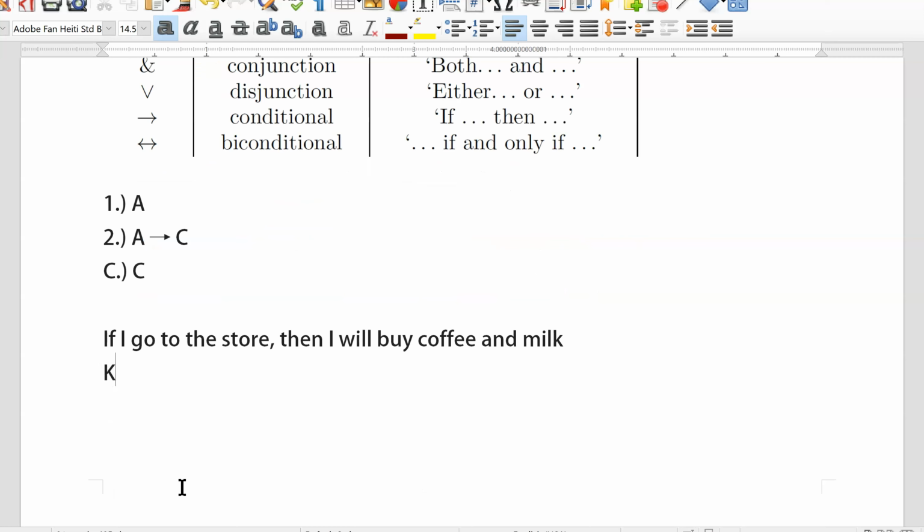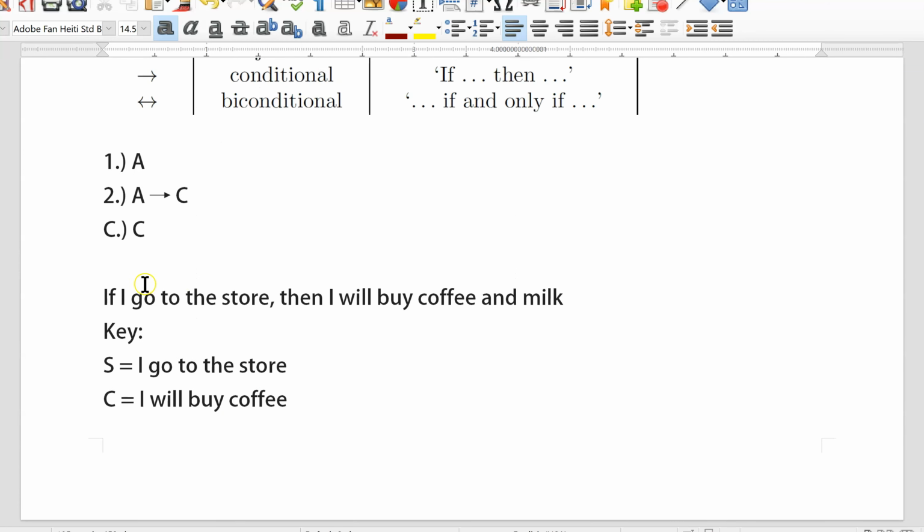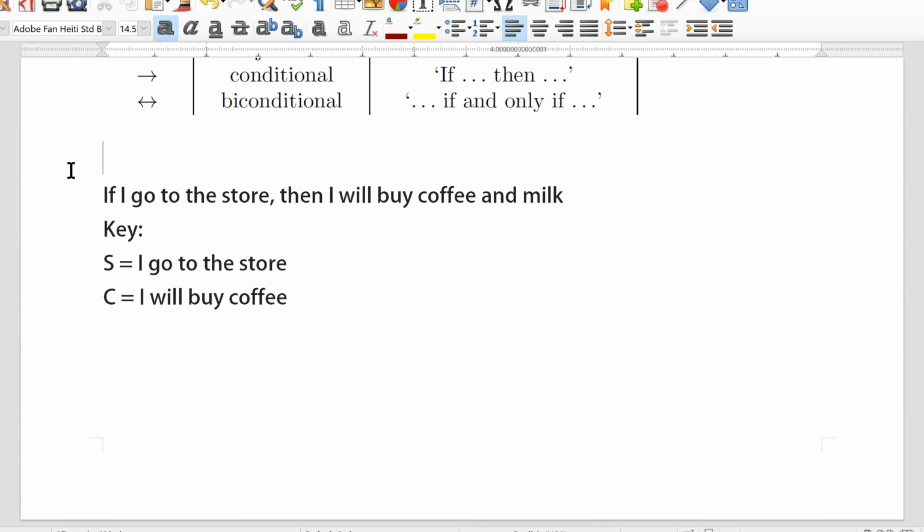We would make a key that says S is I go to the store, and we maybe make C equal I will buy coffee. Let me get rid of this, y'all. Okay. And then we'll make M represent I will buy milk.